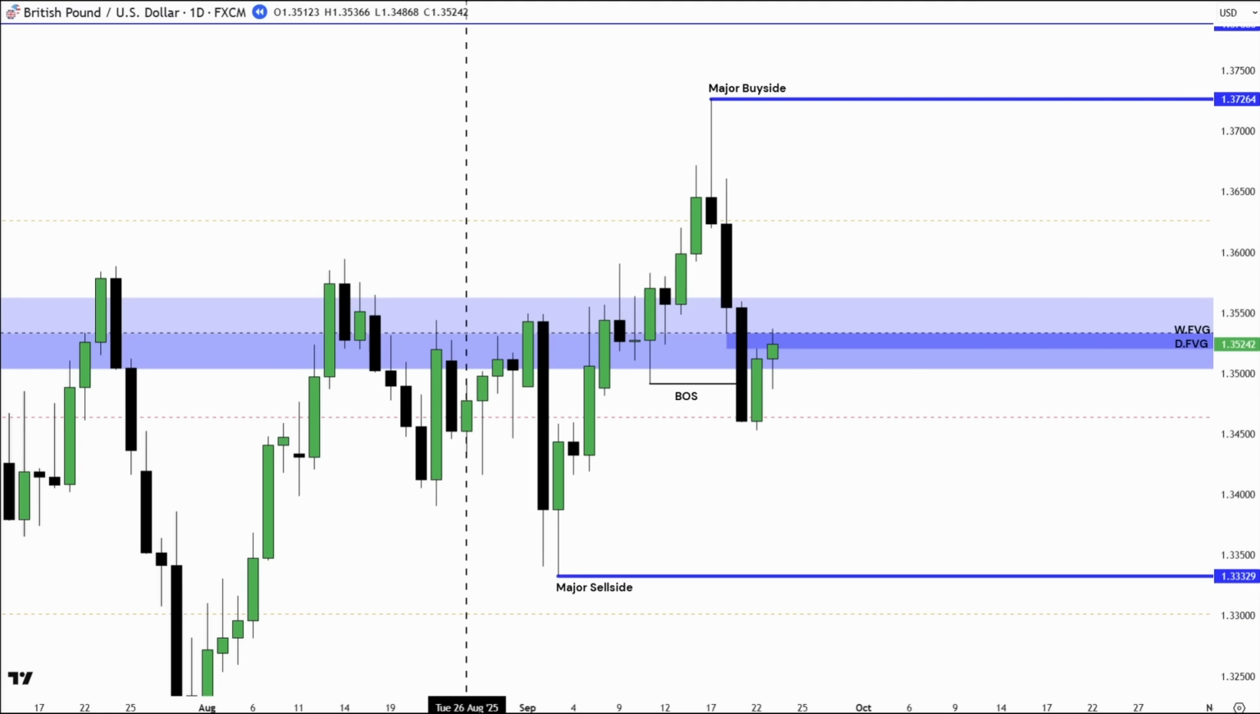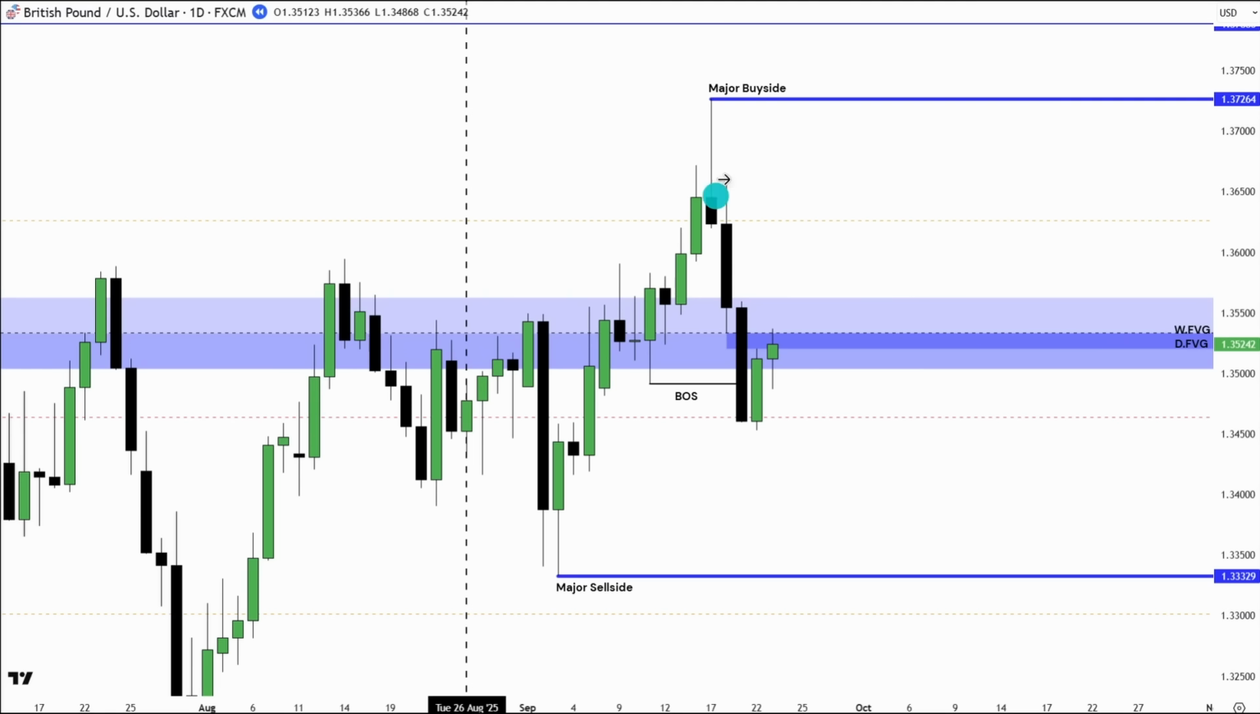So again, we have a higher time frame draw on liquidity with the weekly time frame with those equal lows below the market. But because we're going to be looking at more shorter term trading, we can still use the higher time frame as a draw, but we can use lower time frame targets.